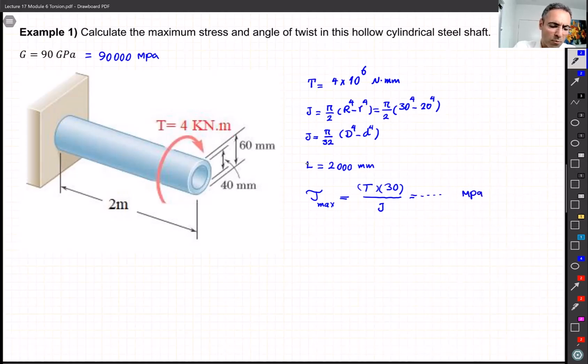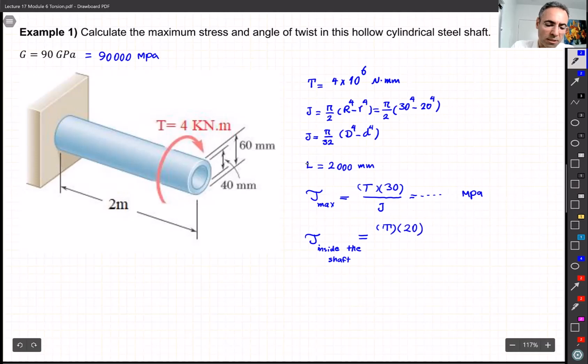If, let's say, somebody wants the stress inside the shaft, this question basically doesn't ask us, but if for some reason there is a crack inside this hollow shaft and we want to know the stress inside this shaft, then it's going to be the same T, but the radius is going to be 20, divided by J, all right?